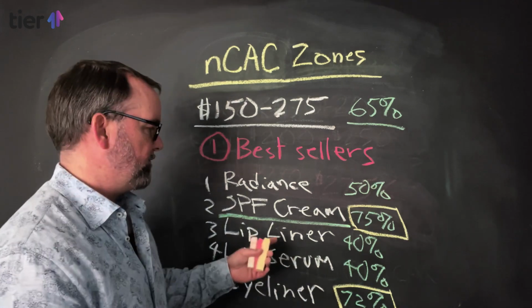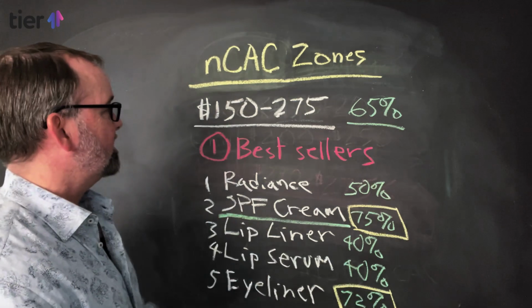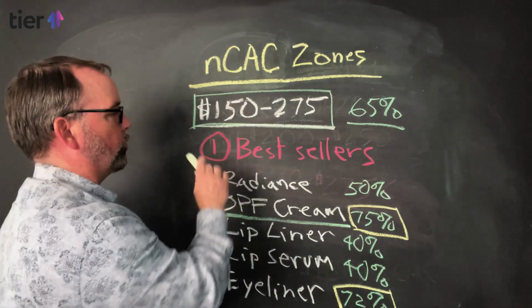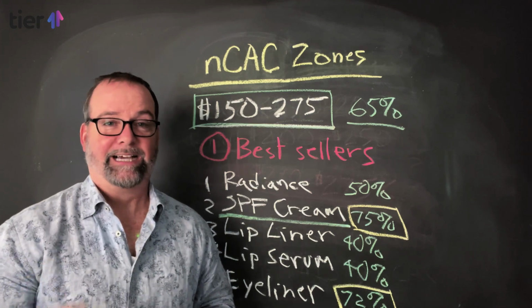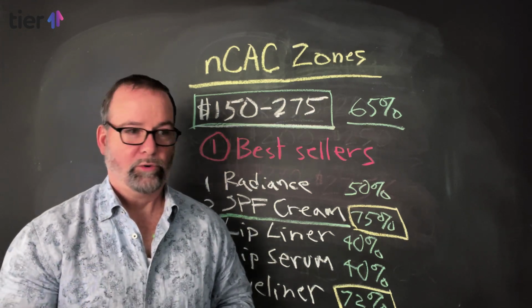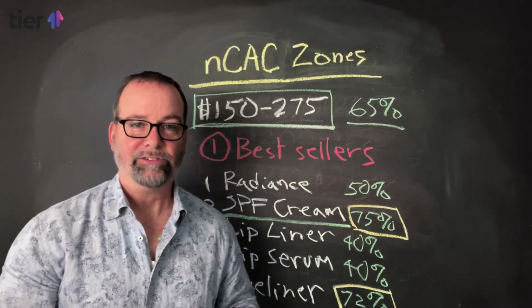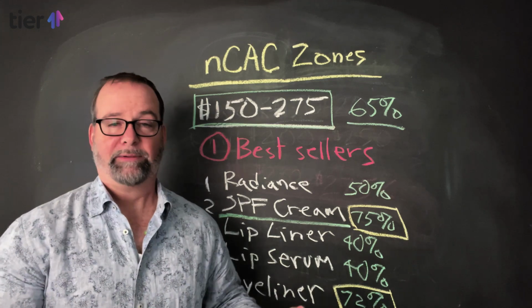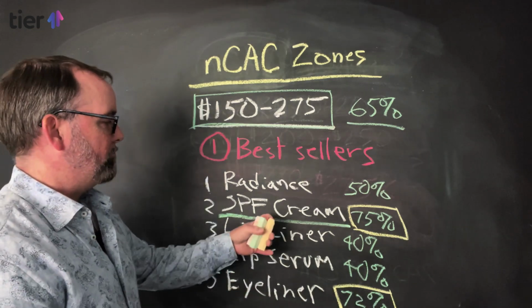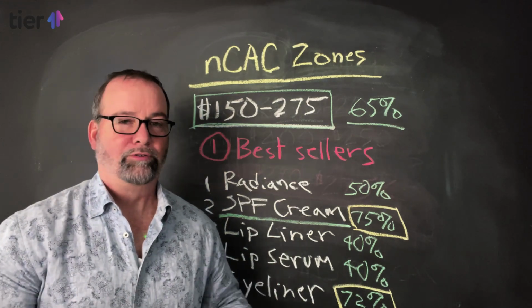You create messaging around that for the individual product itself and or the category, because you will be able to actually spend even more than the $150 to $275 because they'll be buying a product that has a higher gross profitability. So you might be able to spend in our scale, chill, kill zones. You might be able to spend more in the chill zone as opposed to the scale zone. So maybe $200 to $250 is a better nCAC for the SPF cream category. So this is all math that you can do prior to spending any money.